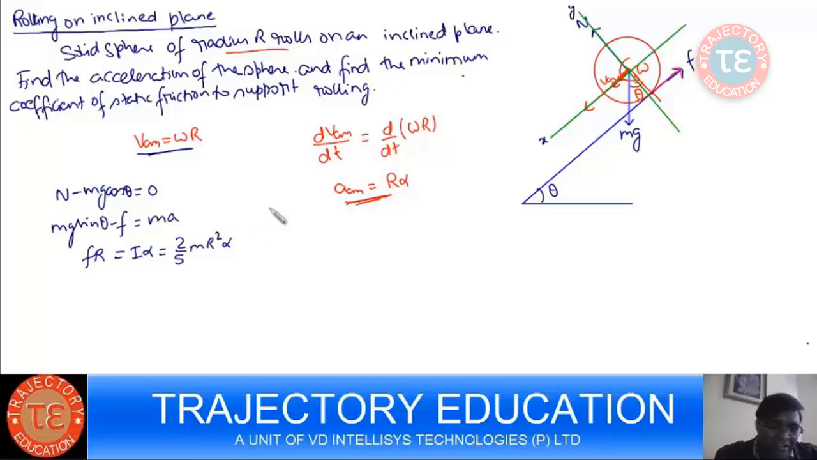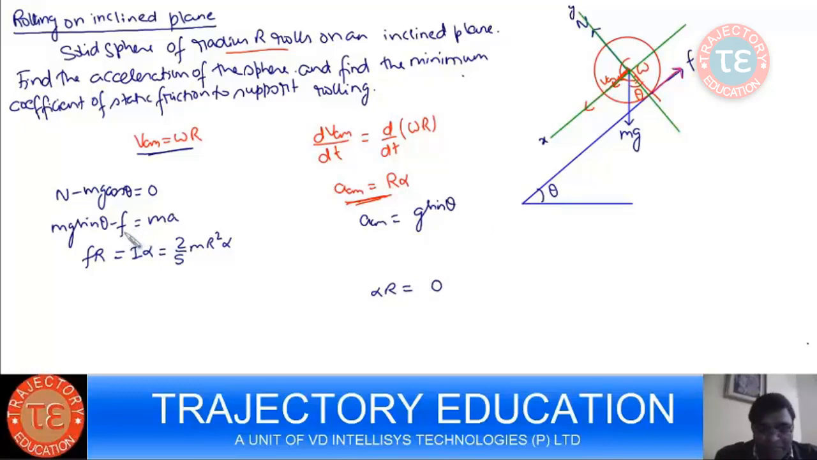You find that, see, in absence of friction force, your ACM would have been g sin theta and alpha would have been 0, right? If there is no friction, alpha would have been 0 and ACM would have been g sin theta. In that case, VCM would have increased at the rate of g sin theta meter per second, and omega would have remained constant.